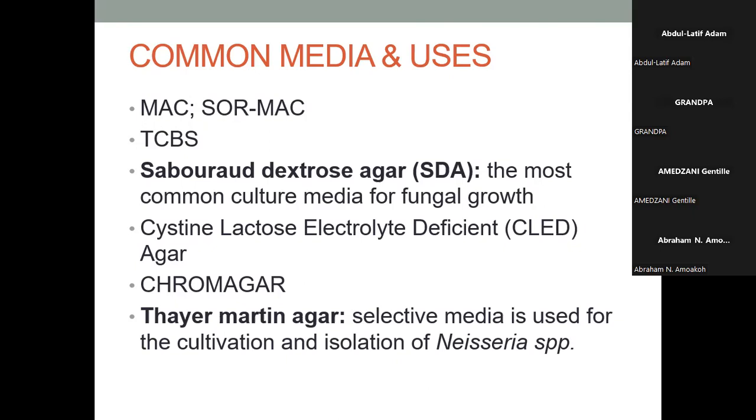All that I want you to know is that TCBS is the selective medium for isolation of Vibrio. TCBS has a high alkaline pH because Vibrio is an alkalinophile and therefore it will support the growth of Vibrio whilst suppressing the growth of other bacteria.